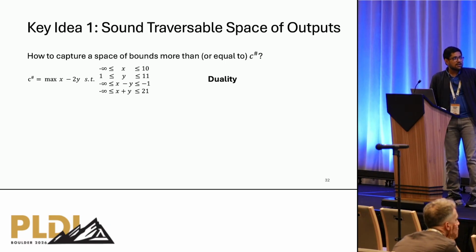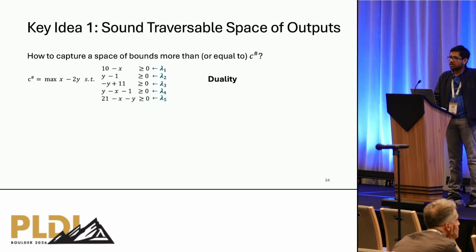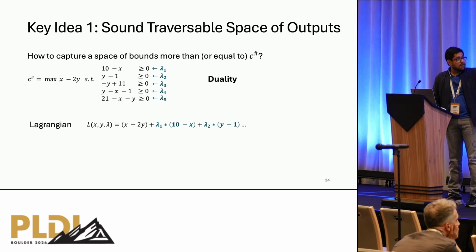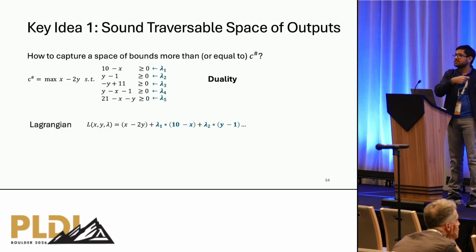And here duality can help us. So how does duality work? First we get these constraints into standard form, and duality works by introducing these Lagrangian multipliers for each constraint. The Lagrangian function is just the objective, where we multiply all the constraints with the Lagrangian multipliers and add them to create this unconstrained optimization problem.